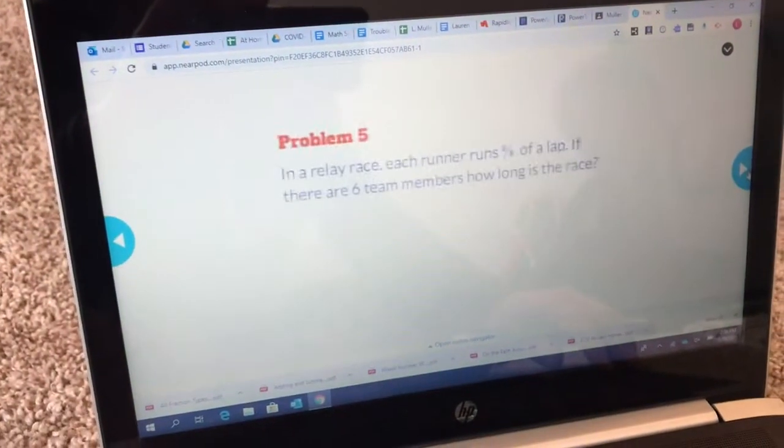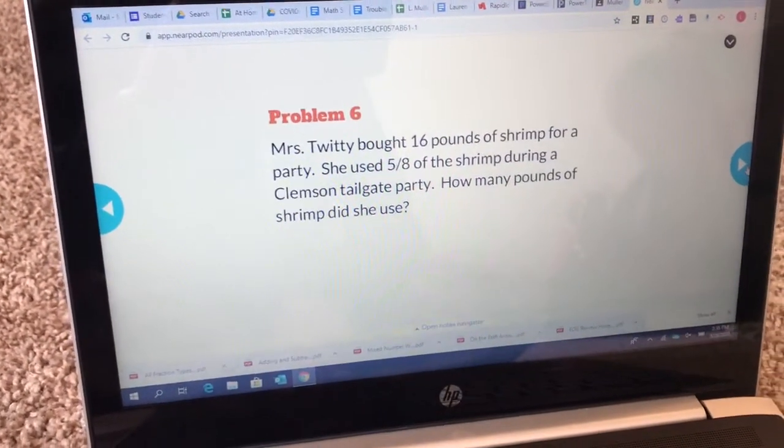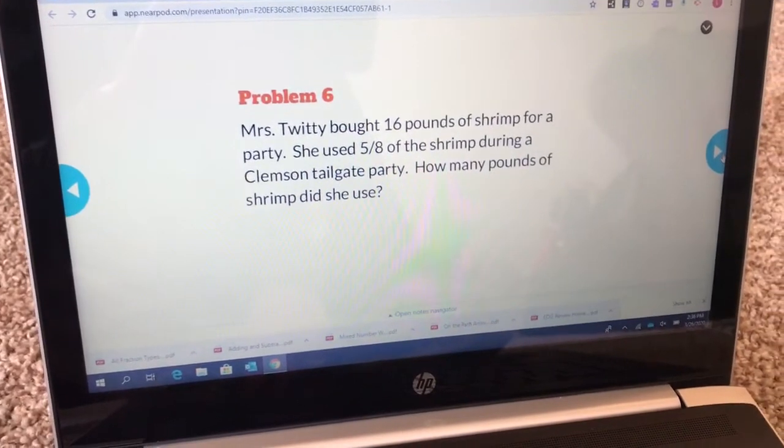All right, let's switch over to our next problem. We're going to go to problem number 6. Problem number 6 says, Miss Twitty bought 16 pounds of shrimp for a party.